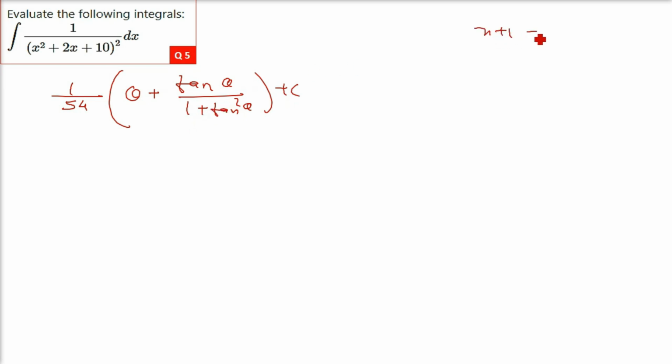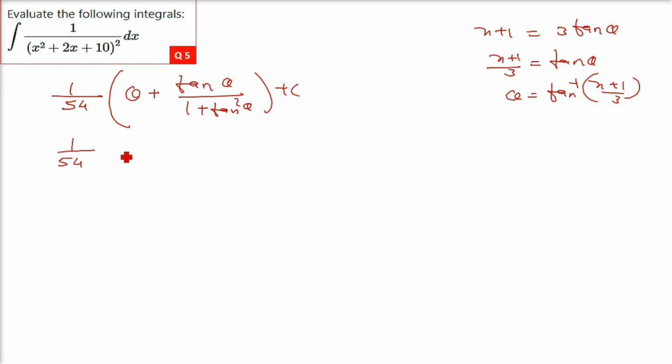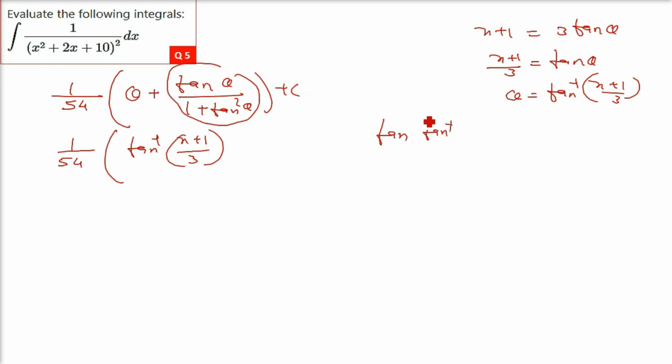We kept x plus 1 as 3 tan theta, if you remember. So we have to convert it. So (x plus 1) divided by 3 will be equal to tan theta, and theta will be equal to tan inverse of (x plus 1) by 3. So we'll write it here, 1 by 54, then in place of theta, tan inverse of (x plus 1) by 3. I'm doing this tan theta part separately so that we get a clean answer to put here. So tan of tan inverse of (x plus 1) by 3, the first thing.